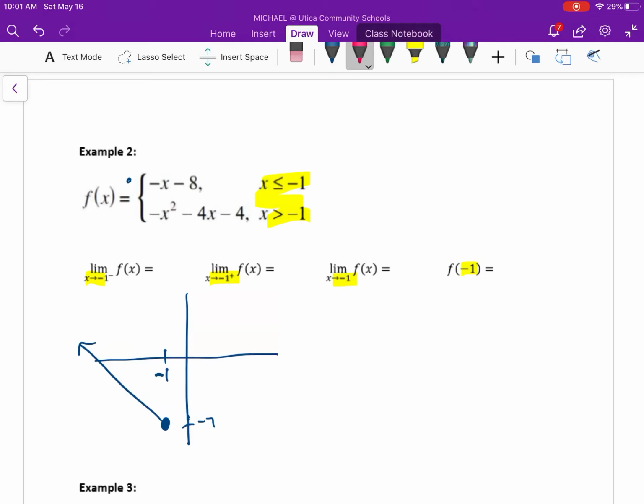In the quadratic case, I get negative 1 plus 4 minus 4, which gives me negative 1. So again, an open circle and a downward facing parabola, doesn't really matter. So from the left side of negative 1, it gets closer to negative 7. From the right side, it gets closer to negative 1. Because those are different, the limit does not exist, and the function value is where the closed circle is, down at negative 7.